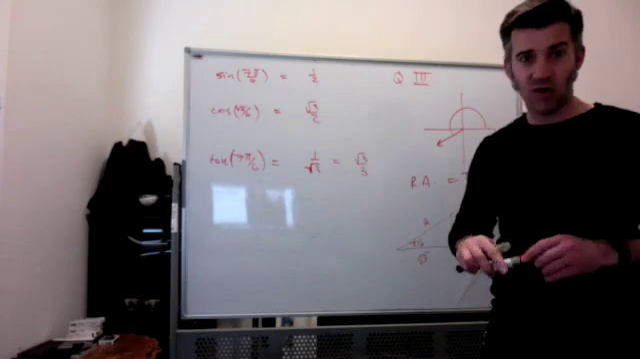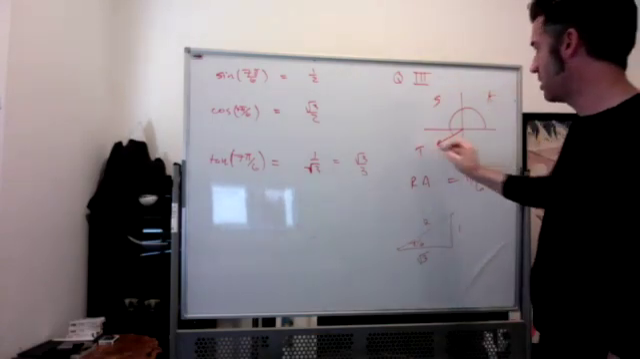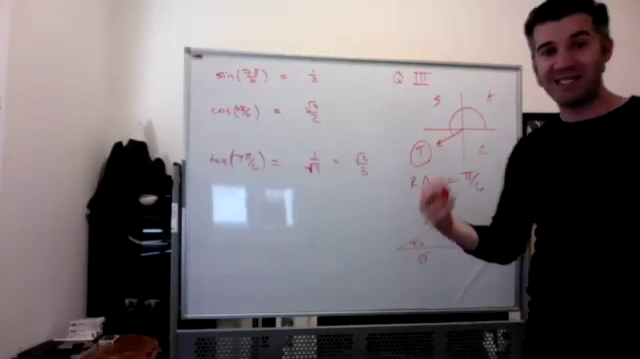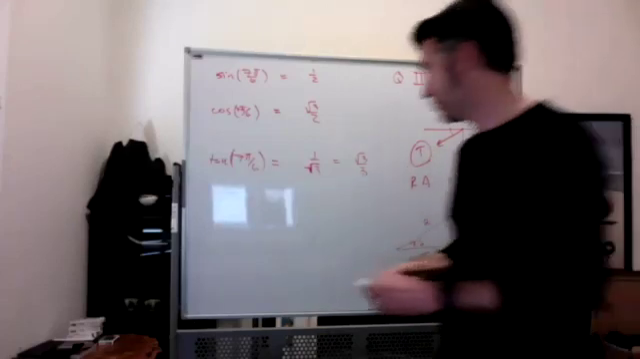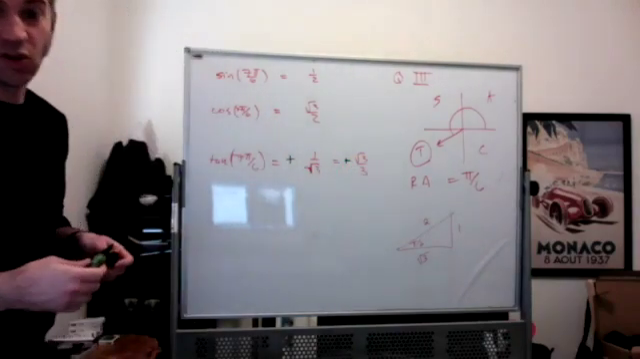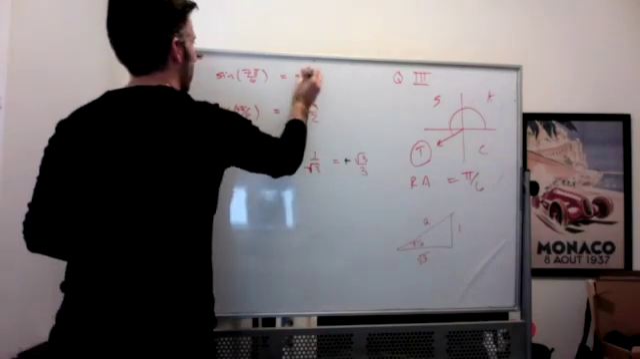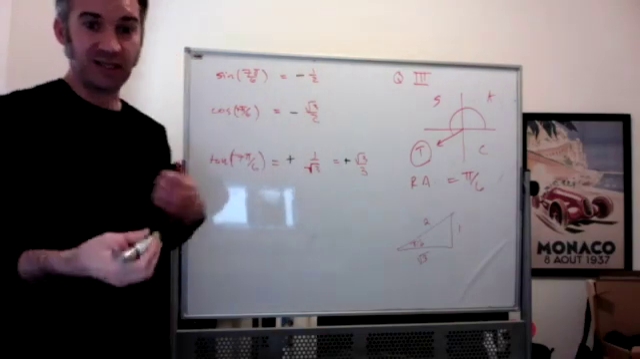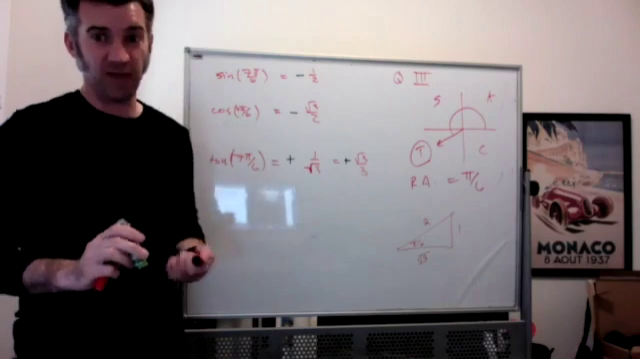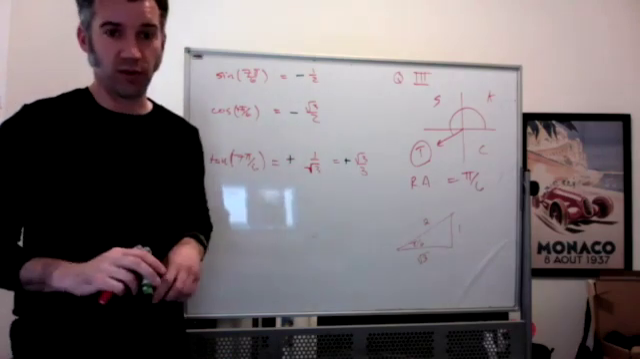So I have to say, okay, in quadrant 3, let's see, all students take calculus. In quadrant 3, tangent is positive, which means the other two are negative. So sine of 7 pi over 6 is -1/2. Cosine of 7 pi over 6 is negative root 3 over 2. Tangent of 7 pi over 6 is positive root 3 over 3.